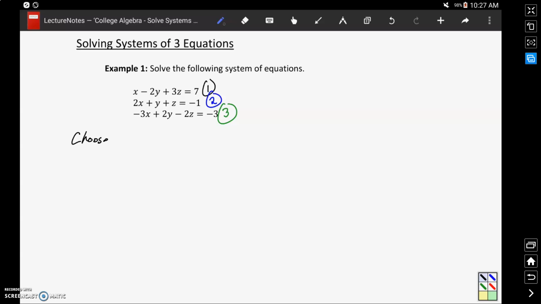First, we'll want to choose two of those equations and eliminate one variable. We can choose any pair that we want, and we can choose to eliminate any variable that we want. It can help to look at our system and determine which variable might be easiest. In this case, I'm going to start off with equations 1 and 2.